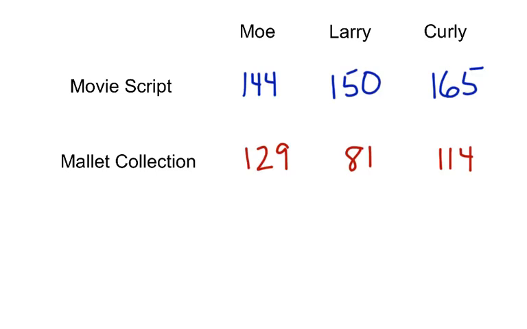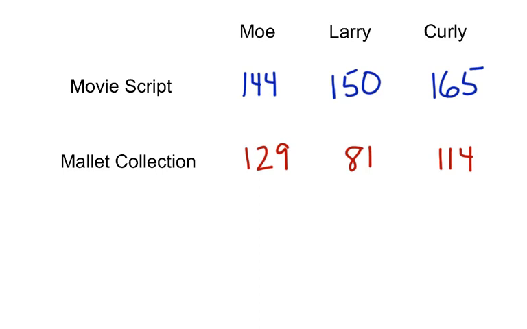So, here are the bids of each of the people. Mo bid $144 for the movie script, Larry bid $150, Curly bid $165. Mo bid $129 for the rubber mallet collection, Larry bid $81, and Curly bid $114. I want to encourage you to pause the video right now and write down this table, because as we progress to subsequent screens, you won't be able to see these numbers anymore, and we're going to want to refer back to them.